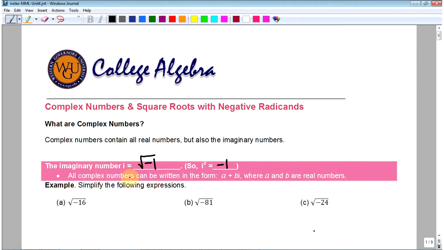All complex numbers can be written in the form a plus bi, where a and b are real numbers. Okay, so every real number is a complex number. For example, the number 7 can be written as 7 plus 0i. So we can see that every real number is also a complex number.